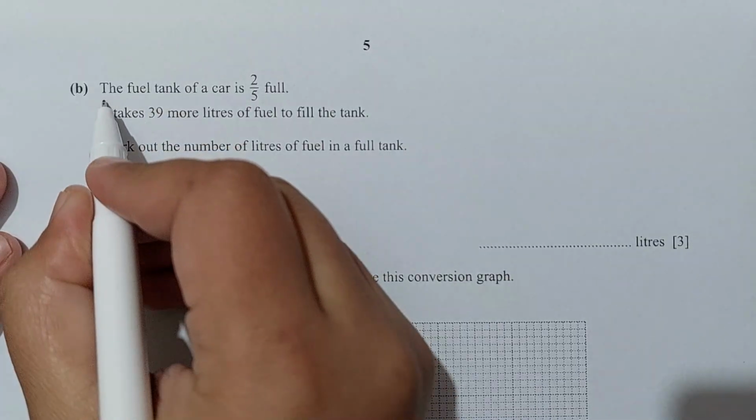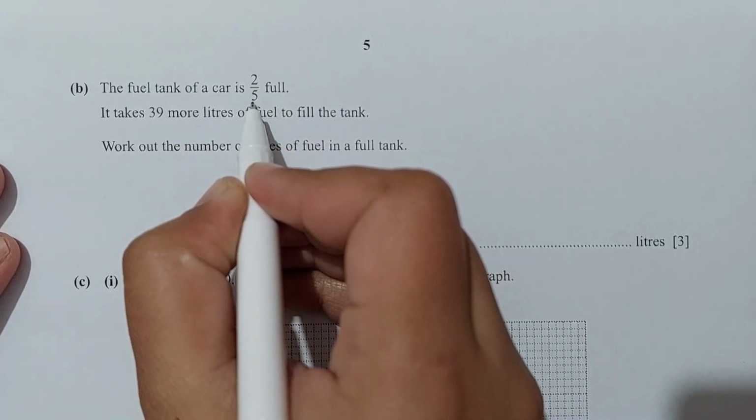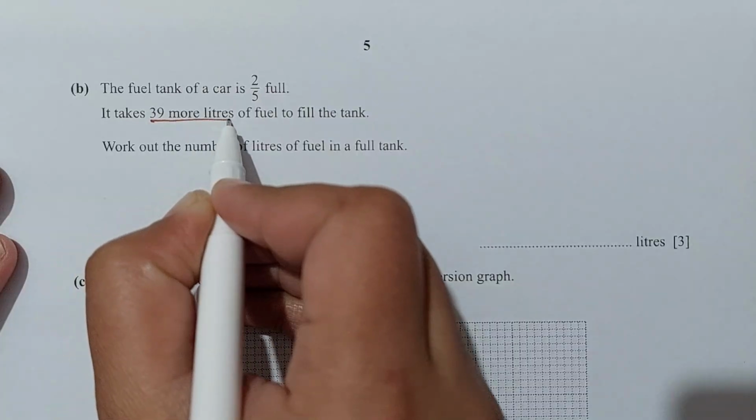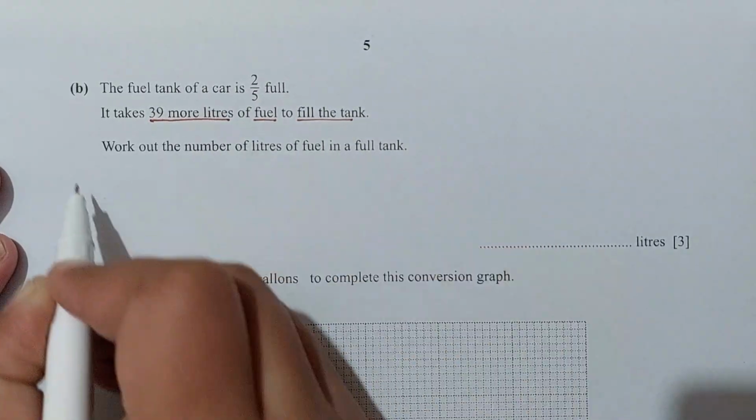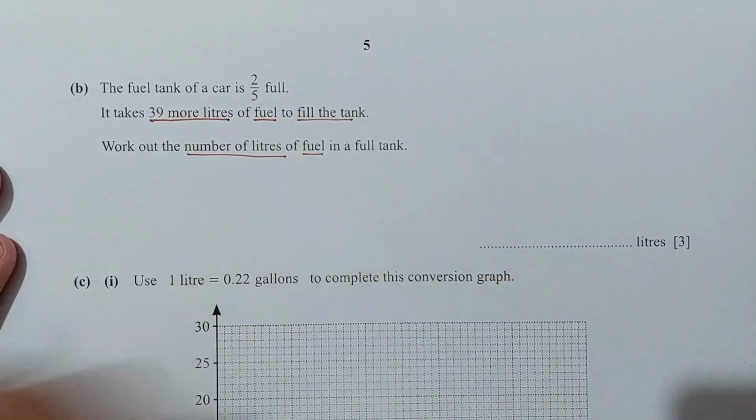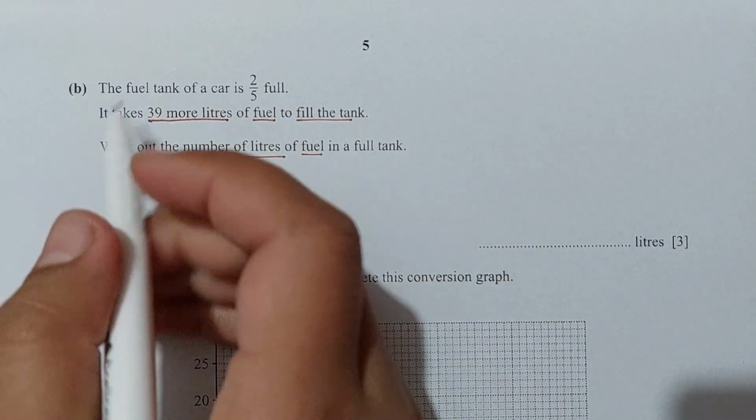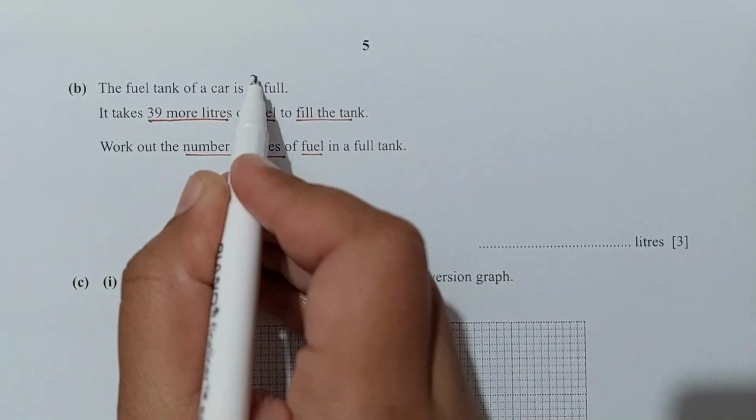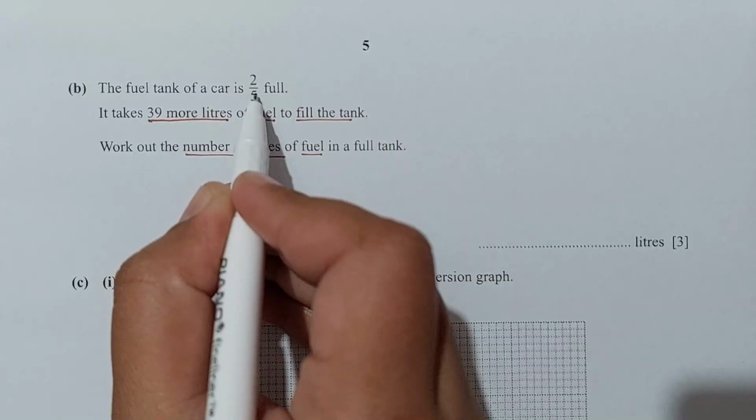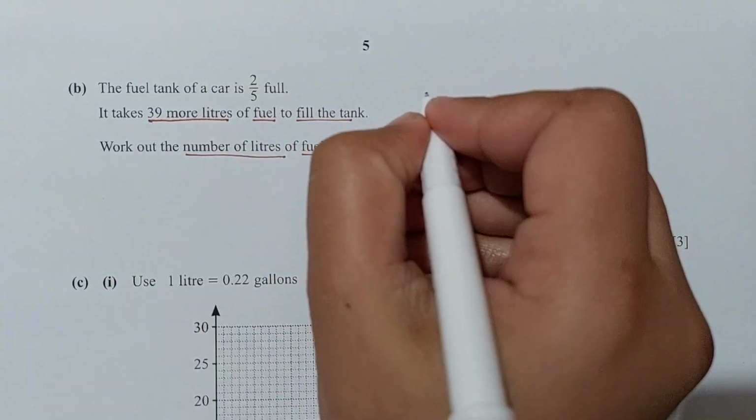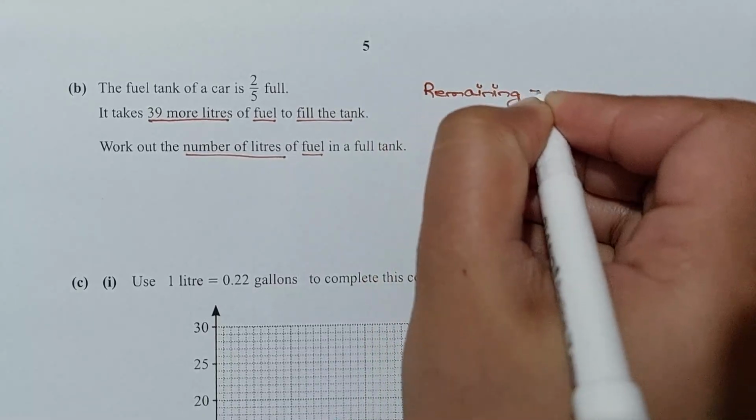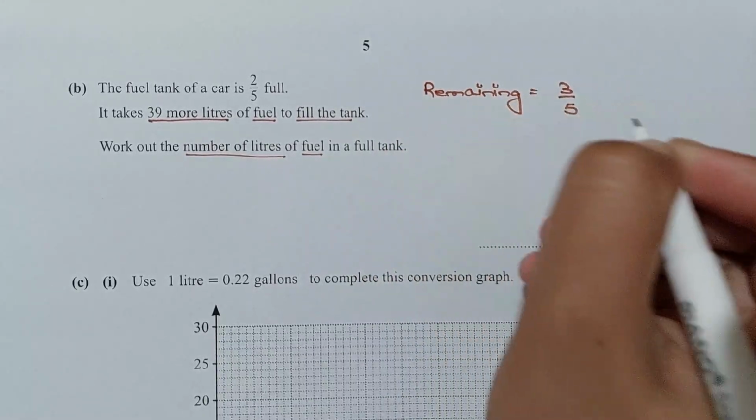Now for part B, the fuel tank of a car is 2/5 full. Okay, it takes 39 more liters of fuel to fill the tank. Work out the number of liters of fuel in a full tank. All right, so the fuel tank of a car is 2/5 full. So 2 is out of total 5, the 2 is full. Now the remaining would be 3/5, which is going to be filled.